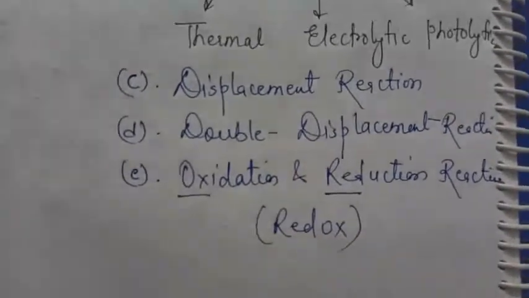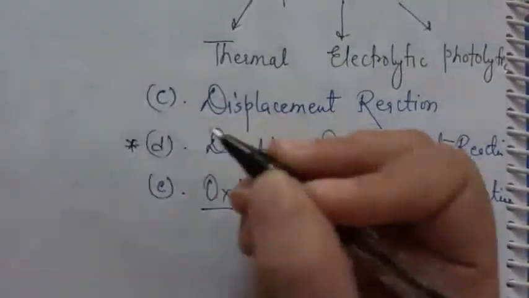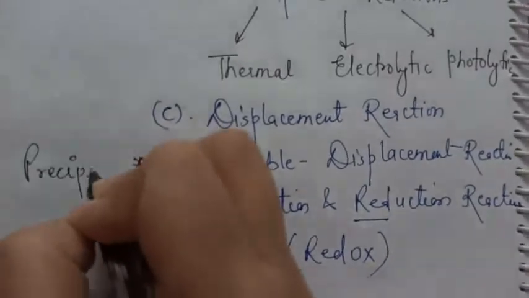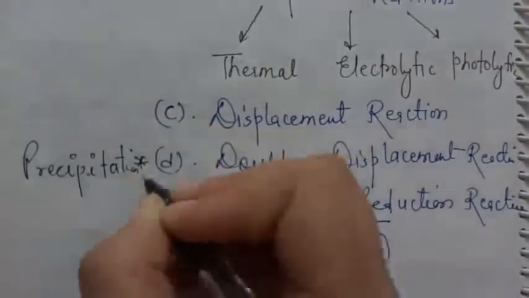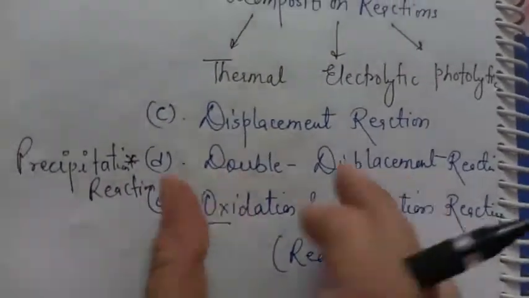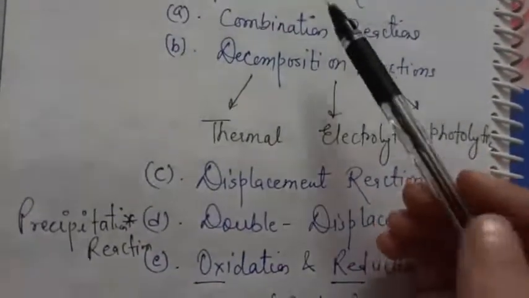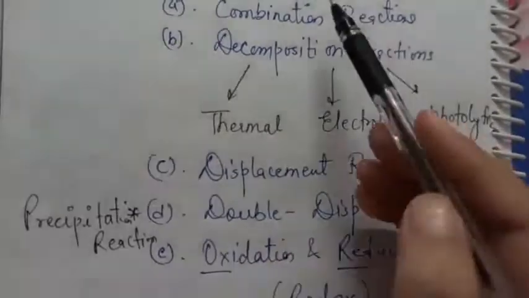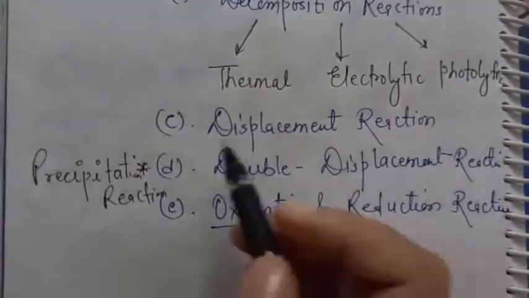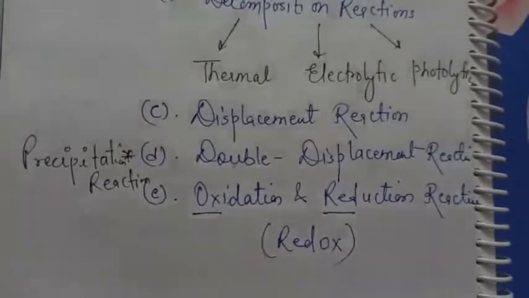Now you have to note down one more thing, that under double displacement reaction we will study one very important type of reactions, and that are called as precipitation reactions. Reactions which give precipitate. So this precipitation reaction will be studied under double displacement reaction. So in total major 5 types, but decomposition reactions are of further 3 types, and under double displacement we will study the precipitation reactions, which are actually very much important.